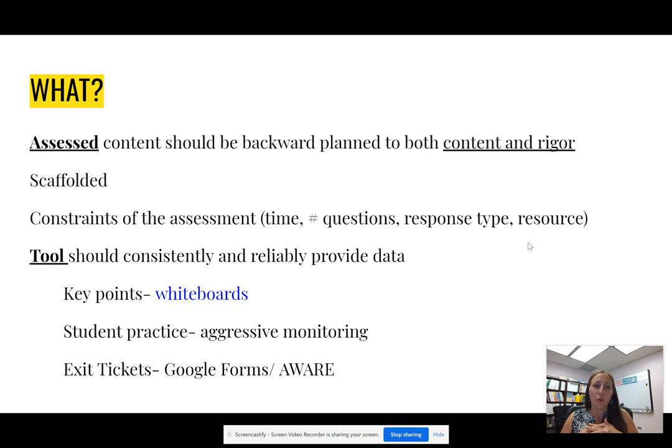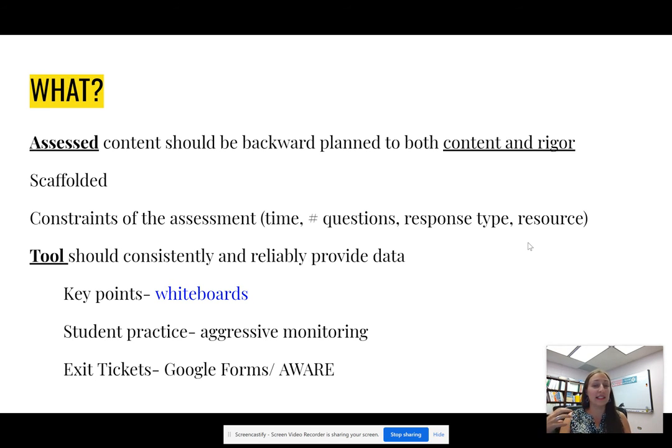The next part of the what is what tools we can use. Whatever tool you decide on, there are a lot of tools out there, it should be consistently and reliably used to provide data. When I was in the classroom, I've listed my favorites on the screen. After I introduced each key point, I love to use whiteboards. I like that because 100% of students had to be engaged. It was really easy to erase, and I could change my questioning as needed.